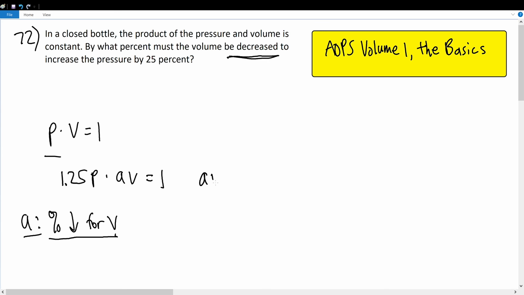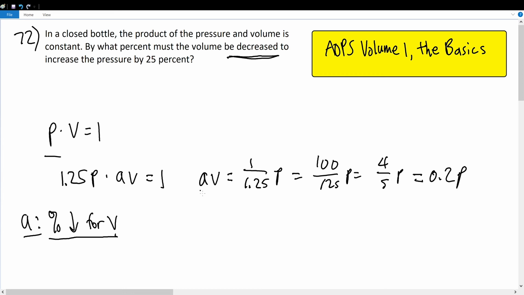Hence, A times V will be equal to 1 over 1.25 of P, which will give 100 over 125 P, which is the same thing as, if we divide both sides by 25, 4 over 5 P. Which is the same thing as 0.8 P, meaning that the new percentage that must be decreased, remember, that must be decreased, it is not the percentage of V that will give a product of 1. It is the percentage that we're decreasing it by. Must be 20% of P.